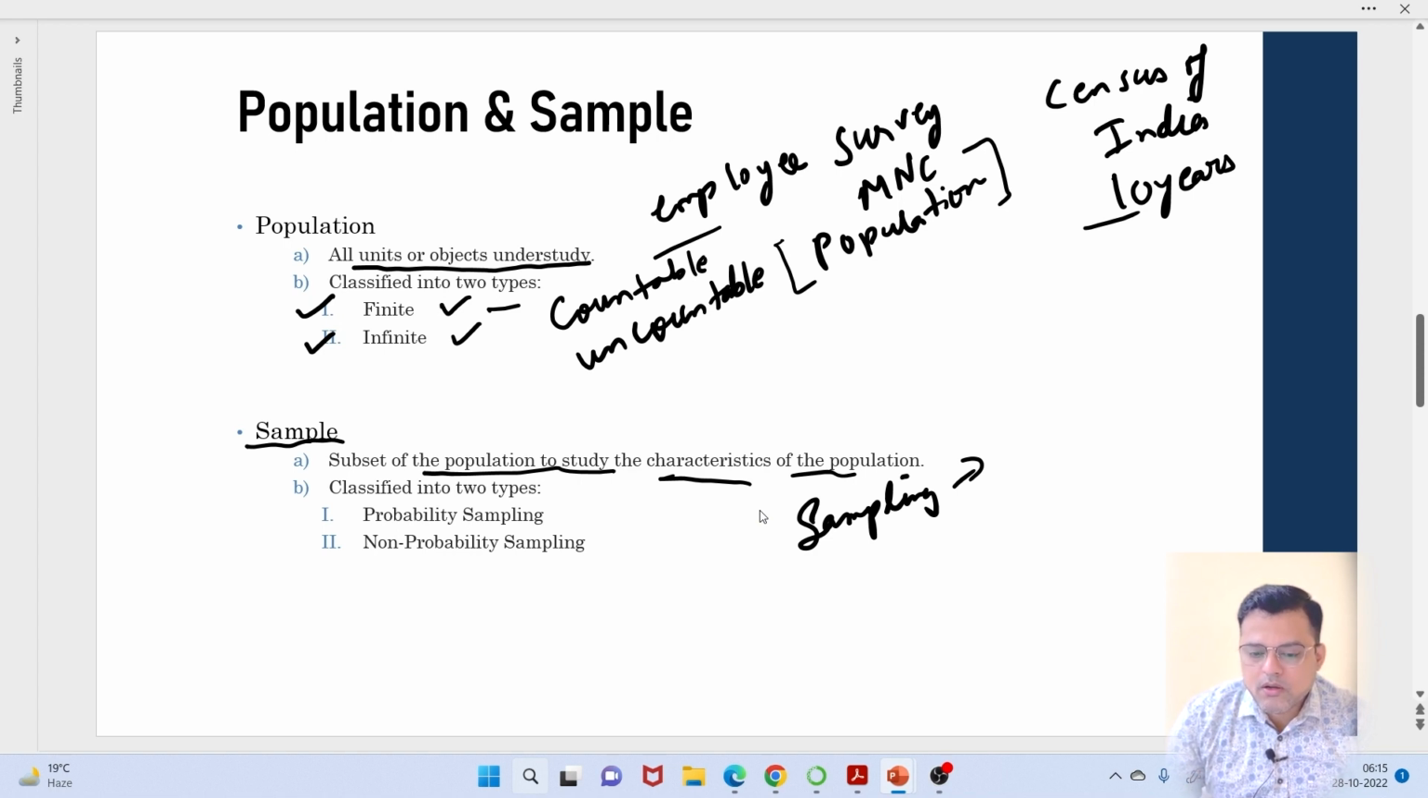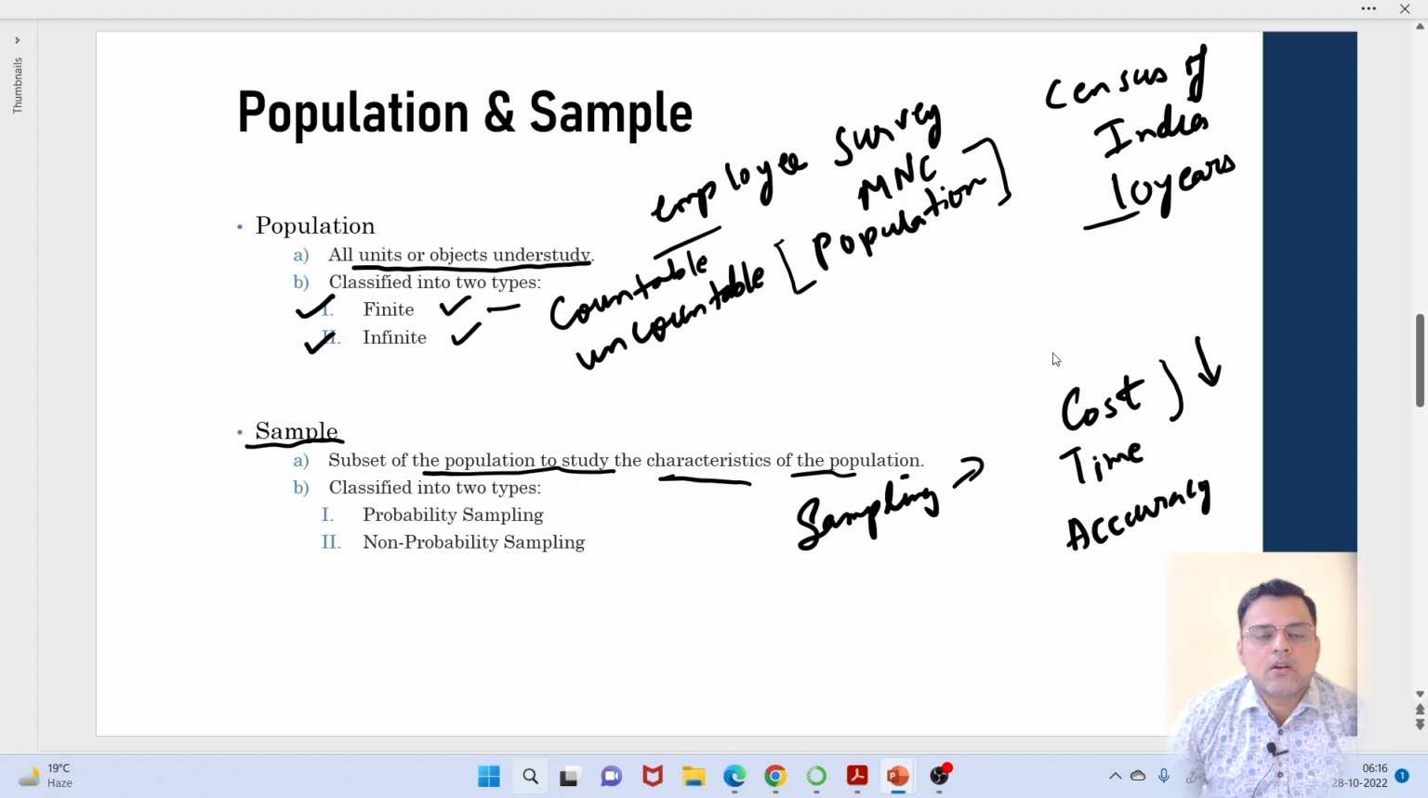Now we will talk about the advantages of sampling. The advantages are cost, time, and accuracy. Cost and time go down when you are collecting data about your sample, because to collect all the items of the population takes a lot of time, and hence collecting the data about the sample takes less time. Now there are two ways in which you can collect the sample information. One is called probability sampling, and the other is called non-probability sampling.